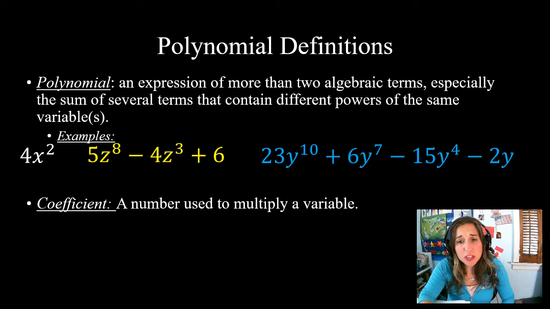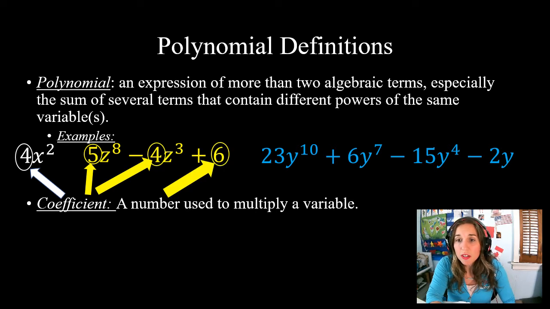A coefficient is a number used to multiply a variable. You'll hear me refer to coefficients as just the number throughout the semester. Let's look at our first example, 4x squared, our first polynomial up there. What coefficient are we dealing with? Well, it's just the number that we're multiplying our variable by, so it's 4. If we look at our second polynomial, 5z to the 8th minus 4z cubed plus 6, what are the coefficients there? We have 3 of them: 5, 4, and 6. So the coefficients are just the numbers.